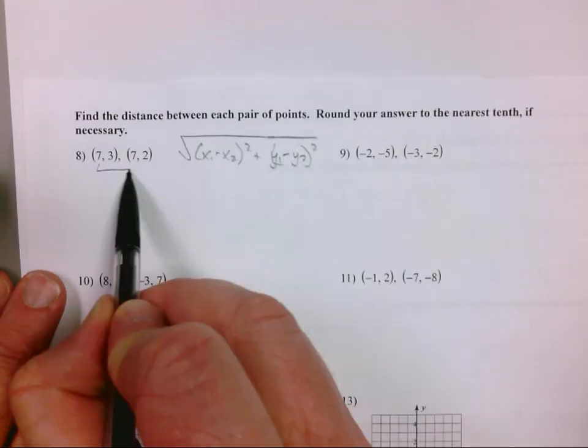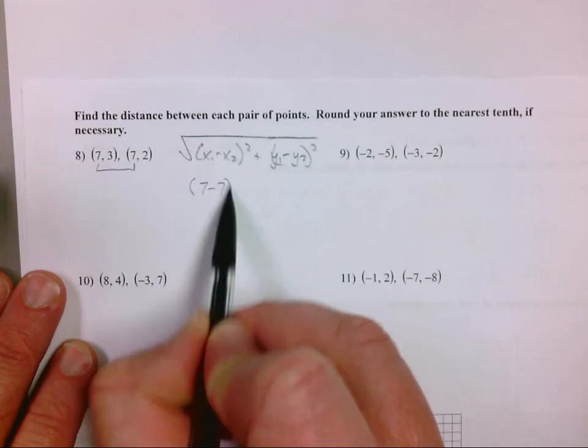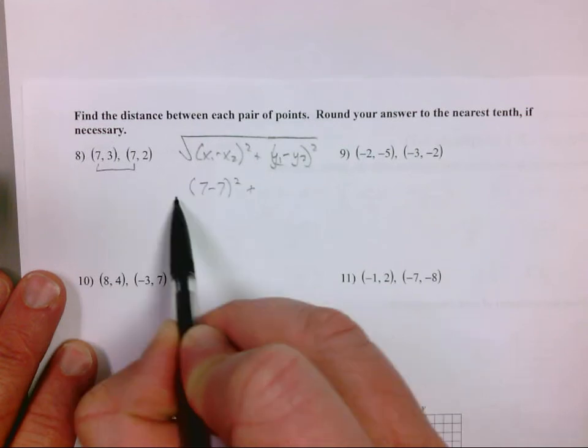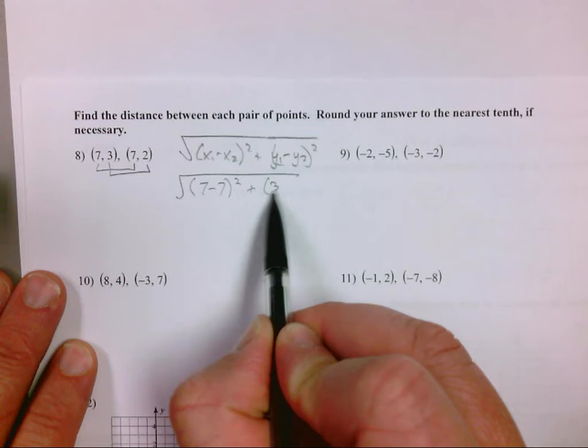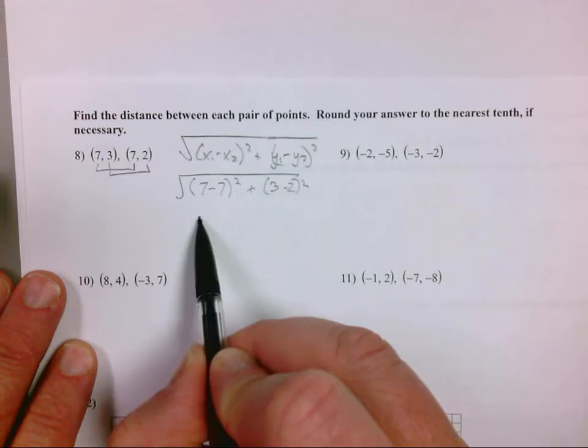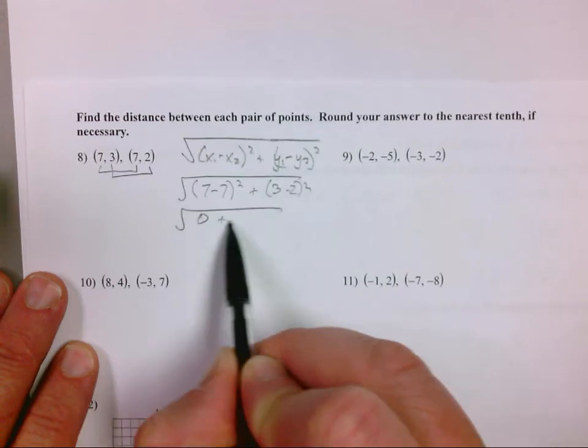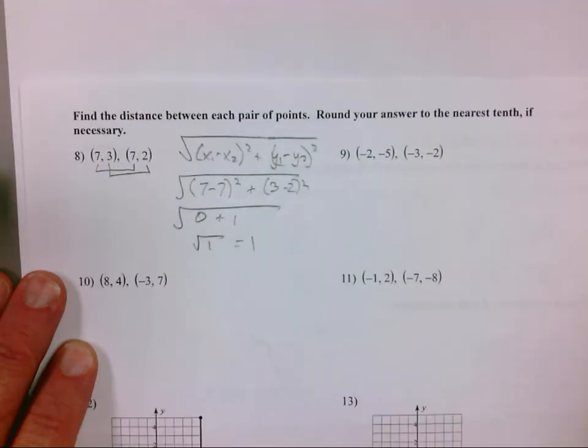This is a pretty easy one. 0 plus 1, square root of 1 is 1. That distance is 1. Well, if you think about it, this is the point 7, 3, and this is the point 7, 2. They're 1 apart.